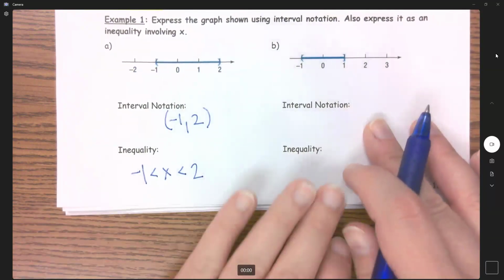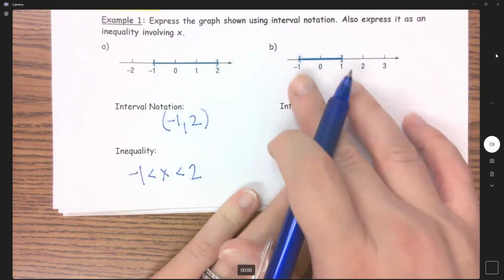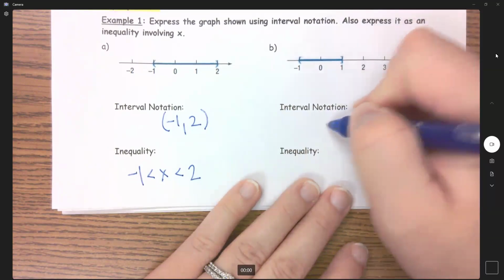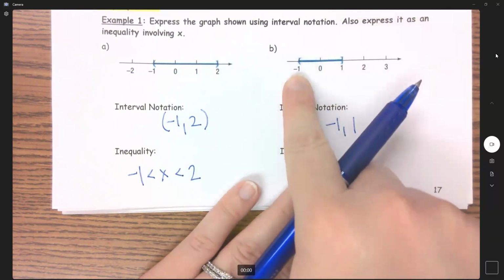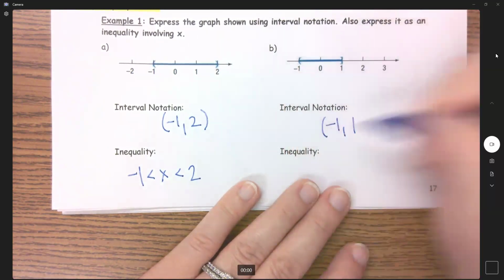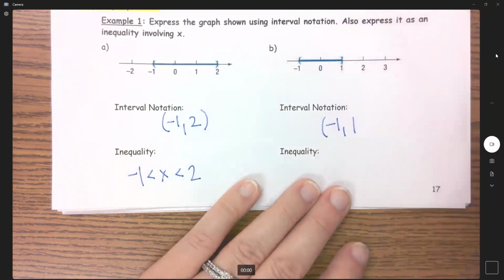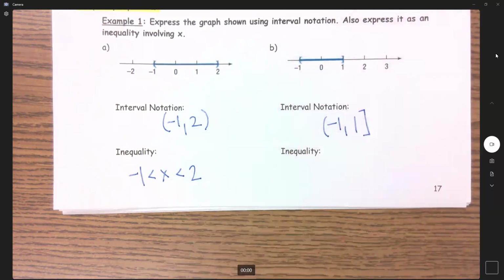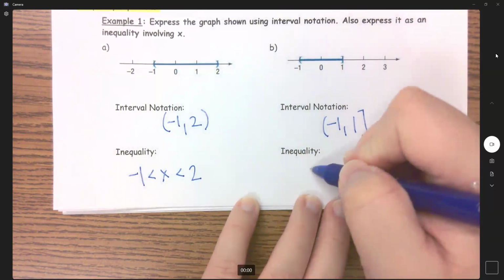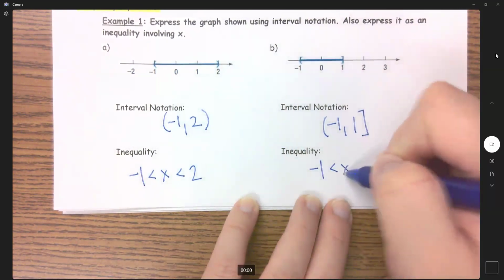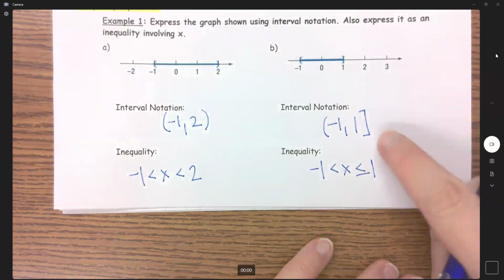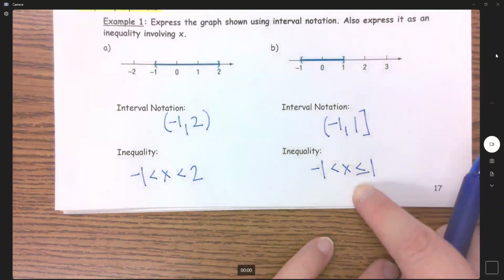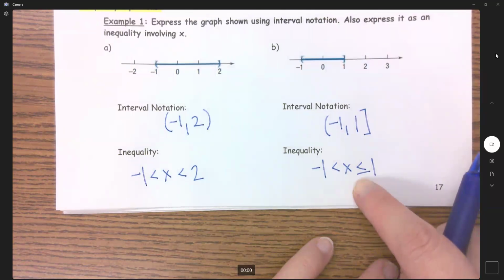Almost identical here. Least to greatest, we're going -1 to 1. This one has a parenthesis, so I'll have a parenthesis at -1, but at 1, it now has a bracket, so I'll have a bracket right here. And so what does that inequality look like? That is -1 is less than x, which is less than or equal to 1. Because this has a bracket here, it needs to be not just less than, but less than or equal to.